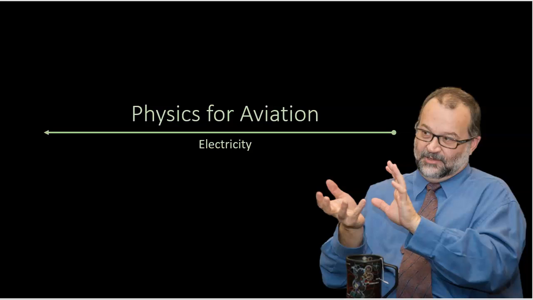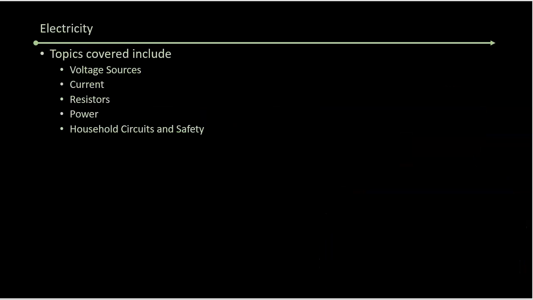All right, so this week we're talking about electricity and things you need to understand about electricity and how it affects, well, I mean, everyday life for the most part. So what are the kinds of things we're going to cover? Well, we're going to look at voltage sources, current, resistors, power, and household circuits and safety. And we're going to talk about each one of these.